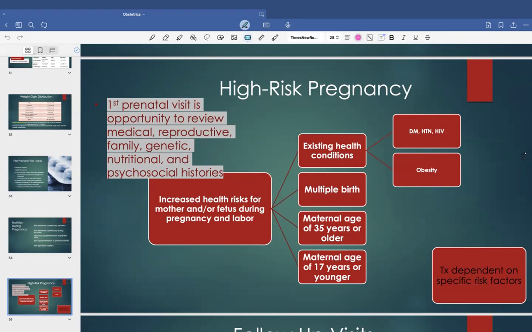Moms who have existing health conditions like diabetes, hypertension, HIV, or obesity, if they're pregnant with multiple fetuses, if they're at an advanced maternal age, 35 years or older, or if they're young, a maternal age of 17 years or younger, have an increased health risk for mother and fetus during labor. The treatment is dependent on the specific risk. The biggest risk factor for a teen mom is delaying prenatal care, or worse, not getting care at all. 7% of teen moms do not seek care.